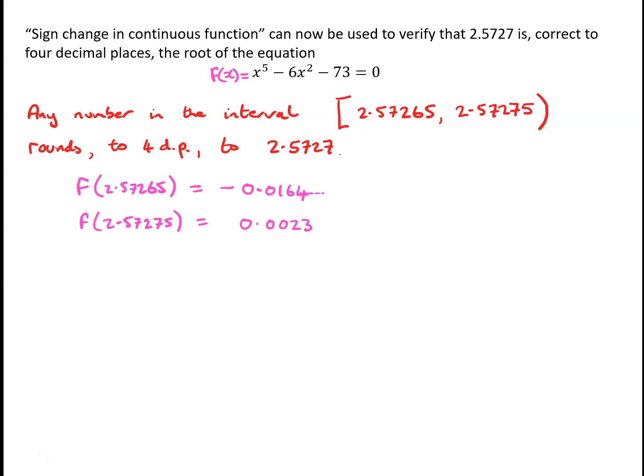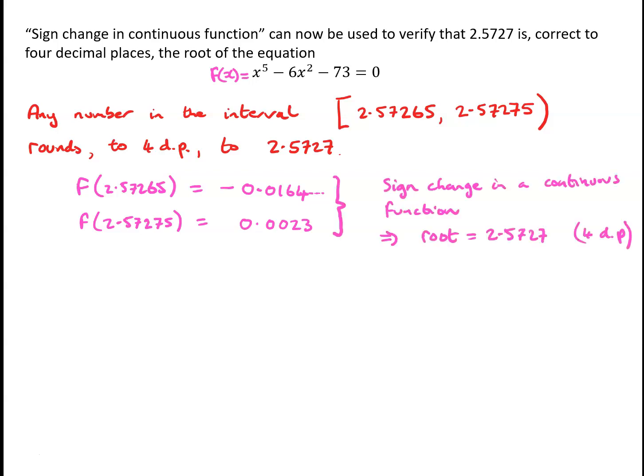So if we use our calculator now to work out f of 2.57265, we get a negative number. If we work out f of 2.57275, we get a positive number. So sign change in a continuous function tells me that the root certainly lies in the interval 2.57265 through to 2.57275, and since all numbers in that interval round to 2.5727, we can say that the root is 2.5727, correct to 4 decimal places.